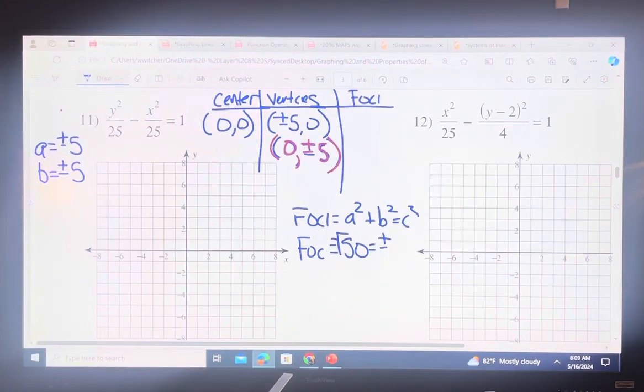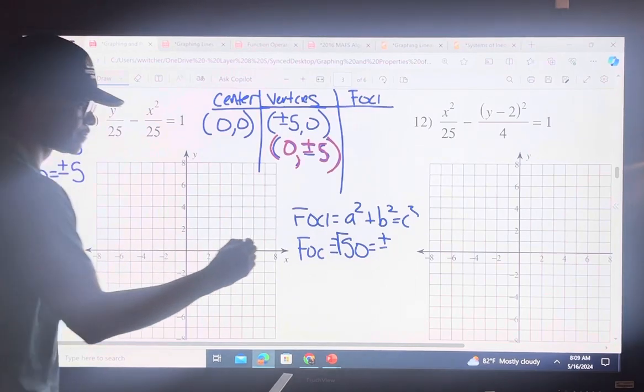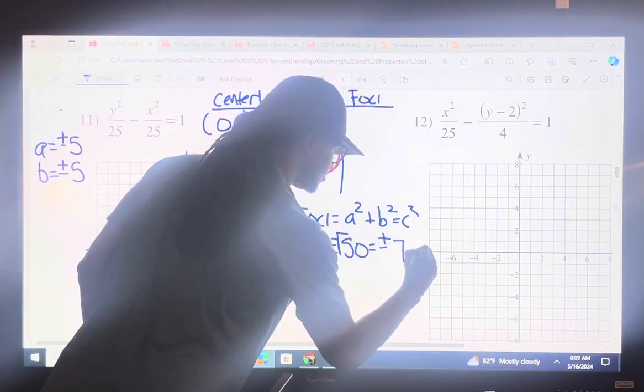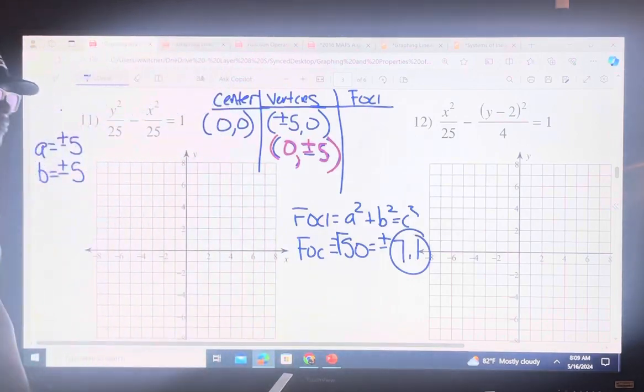What's the square root of 50? I got it. 7.07. A little lower than 10. Because remember, the square root of 49 is 7. So it's 7.07, which rounds to 7.1. I'm going 7.1 on that one.